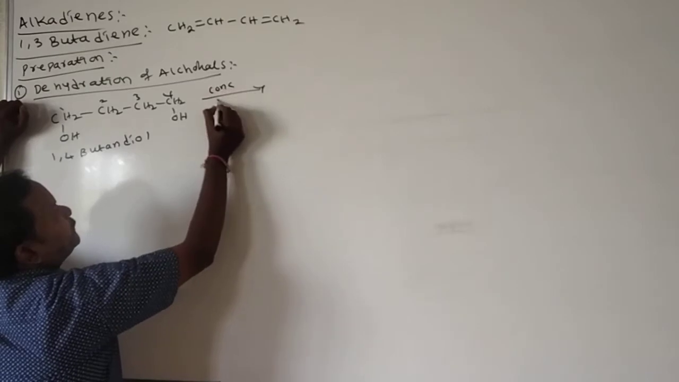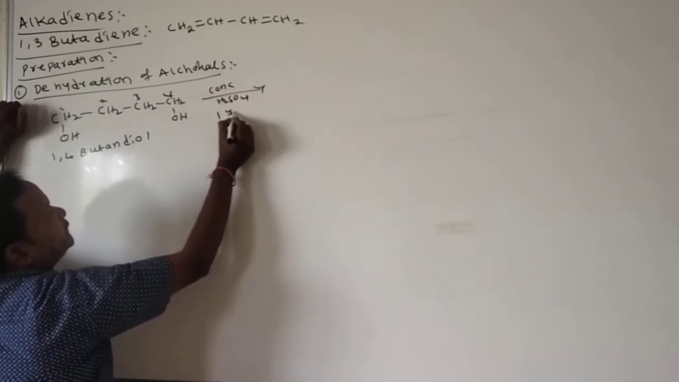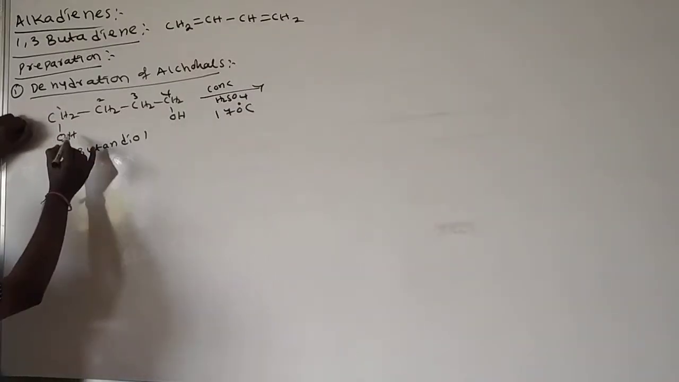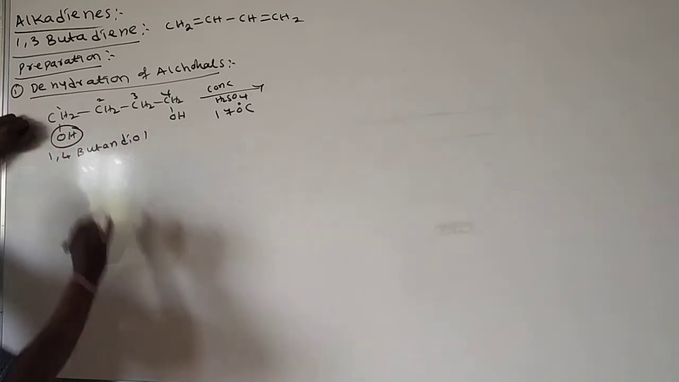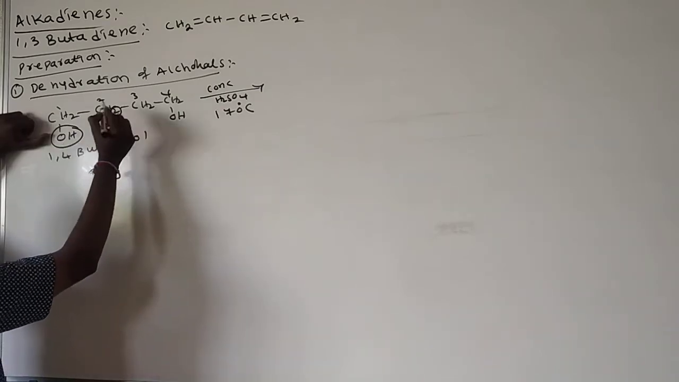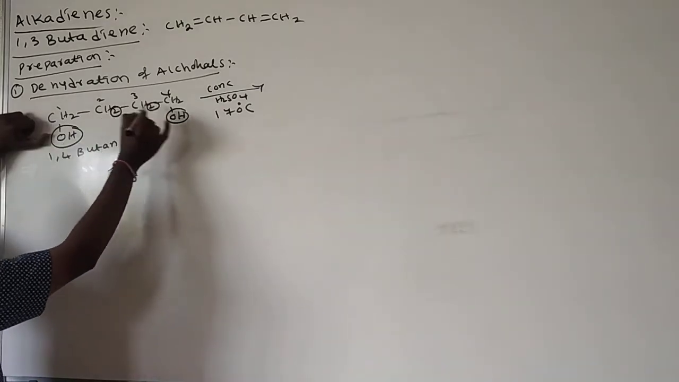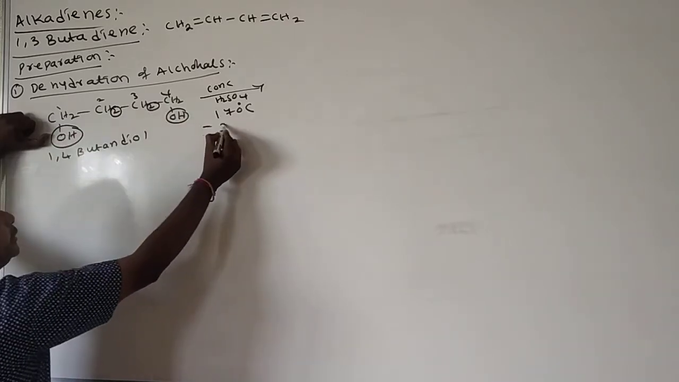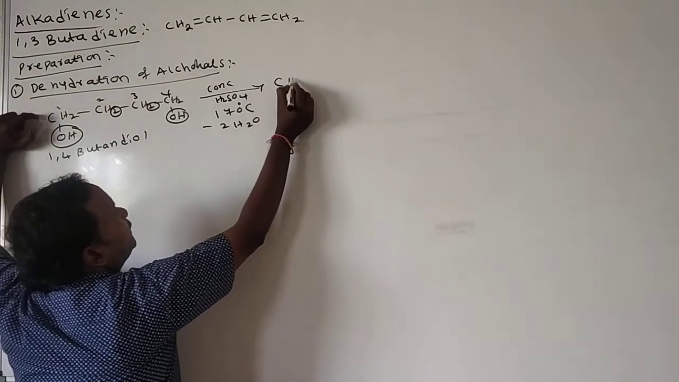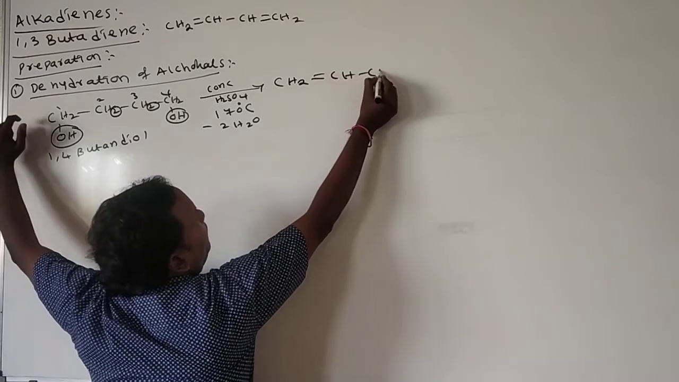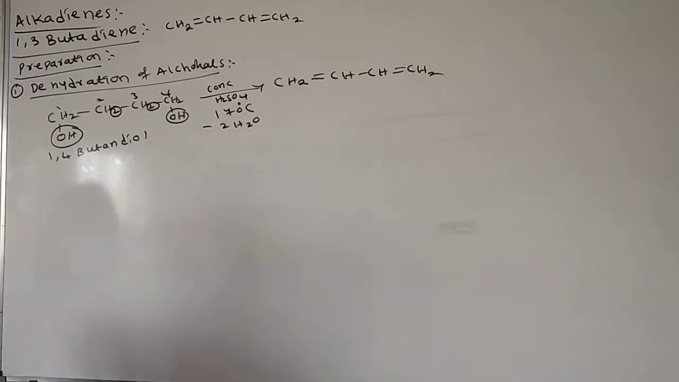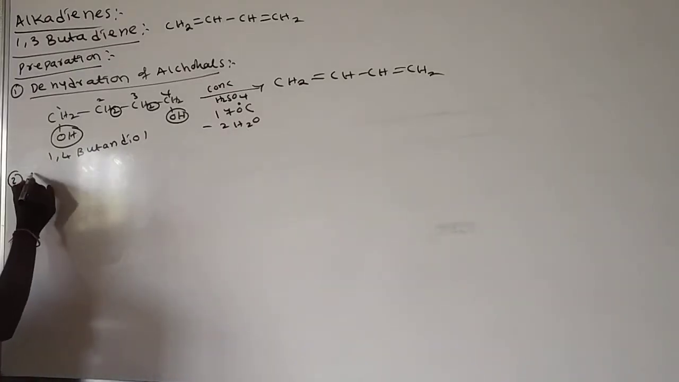This reacts with concentrated sulfuric acid at 170 degrees centigrade temperature. At 170 degrees centigrade, a dehydration reaction takes place. Dehydration means loss of water, H2O. Here OH and here H, one H2O and second H2O. It loses two moles of water molecules and forms 1,3-butadiene. This is the first reaction, dehydration of alcohols.